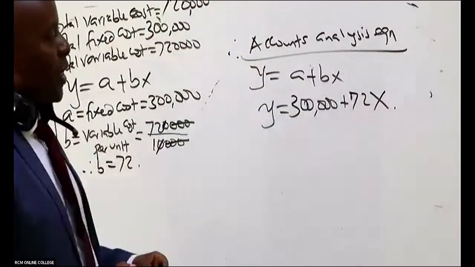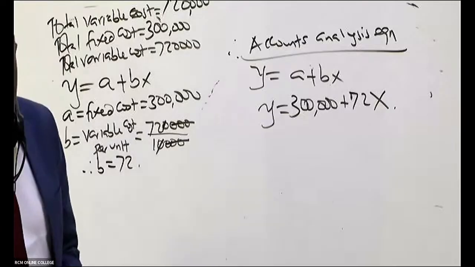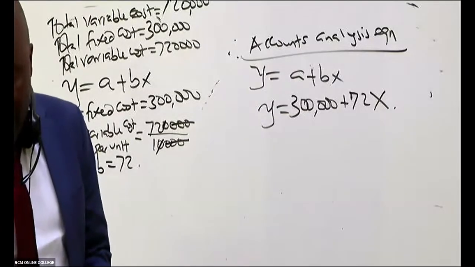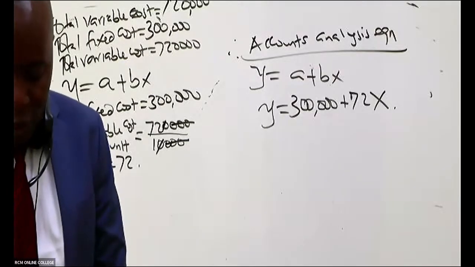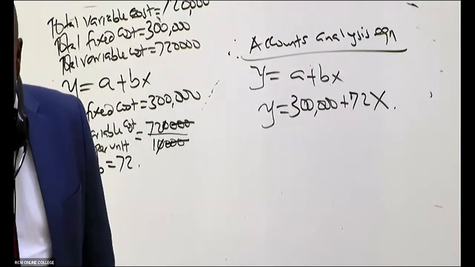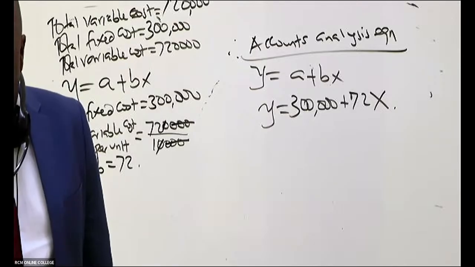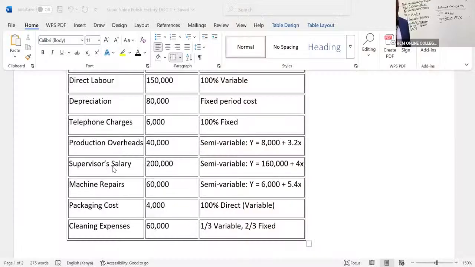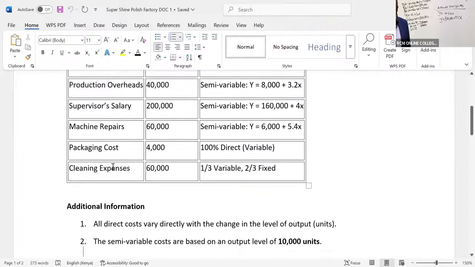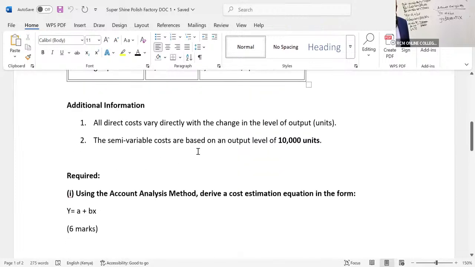Yeah. So this is the accounts analysis equation. And now once you get it right, the examiner will tell you to predict. If you look at part 2 of this question, the examiner will come here and tell you to predict. You can see, yeah, output level was 10,000.